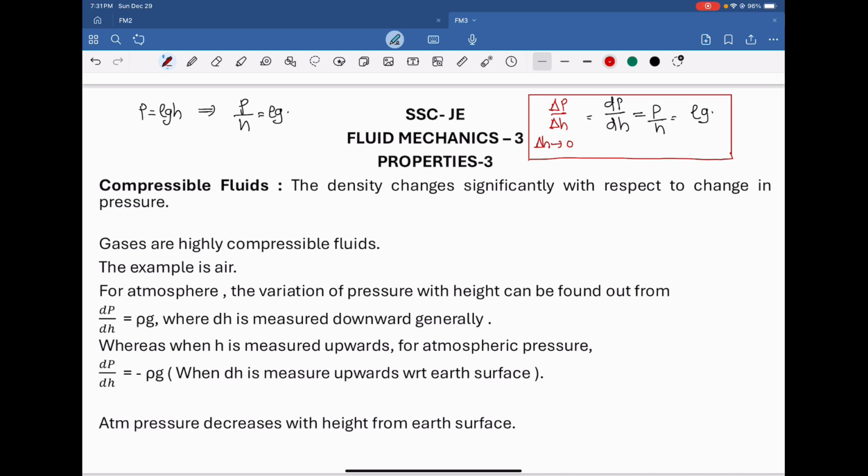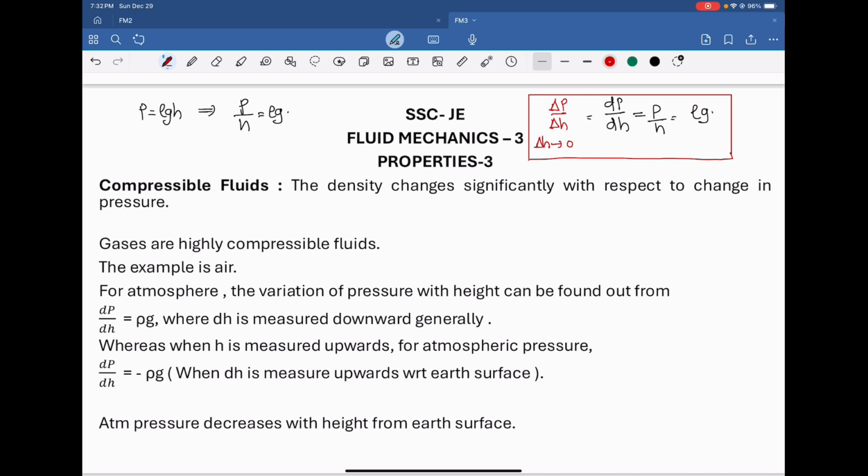Now, you just see. There are two types of fluids. One is a compressible fluid. Compressible means what? Compressible means usually what happens whenever you exert pressure, as pressure increases.